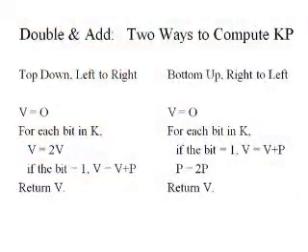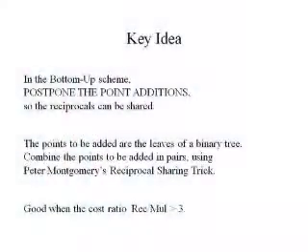Okay, the usual way of computing a scalar multiple is called double and add. But when you look at it closely, it turns out there are 2 ways to do double and add. There's top down, left to right, and bottom up, right to left.